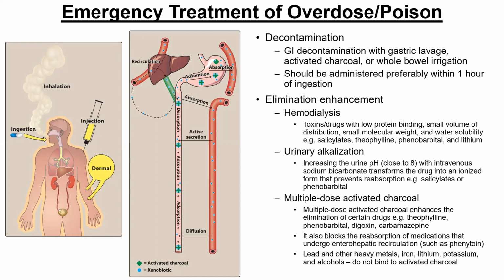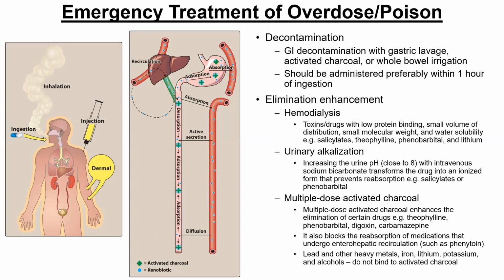So only certain drugs work with this approach, something that has low protein binding, again a small volume of distribution. What is a small volume of distribution? Something that stays inside the circulation and you can easily get out through hemodialysis. Once it has gone through distribution into the cells and tissues and accumulated, it's difficult to get rid of that drug through hemodialysis. So it has to have low protein binding, a small volume of distribution, a small molecular weight, and be water soluble.